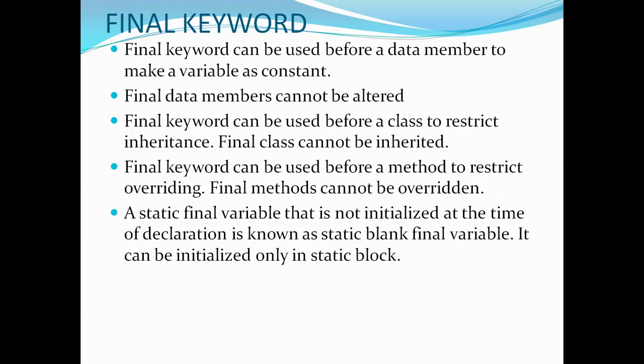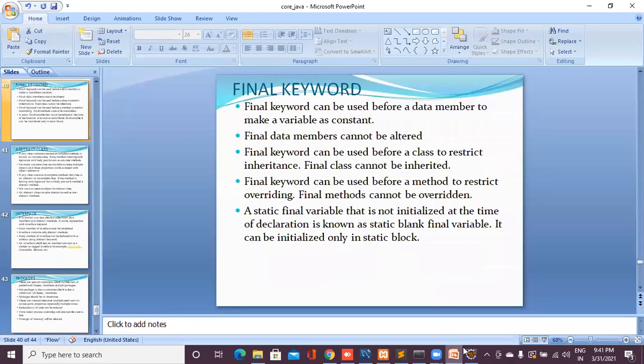And a static final variable that is not initialized at the time of declaration is known as a static blank final variable. That is, if a final variable is not initialized, then it is said to be a blank final variable. Then what is a static blank final variable? A static final variable that is not initialized at the time of declaration is known as a static blank final variable, and it can be initialized only in the static block. So I'll show this with an example.